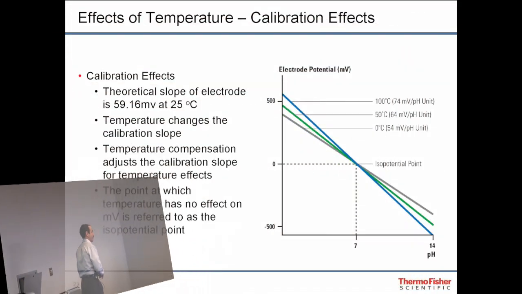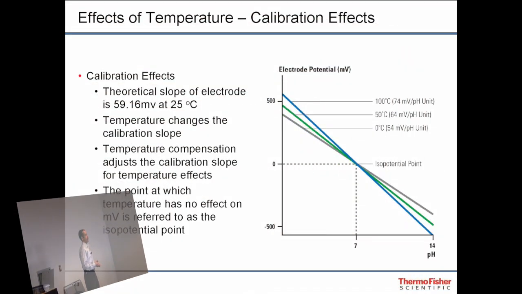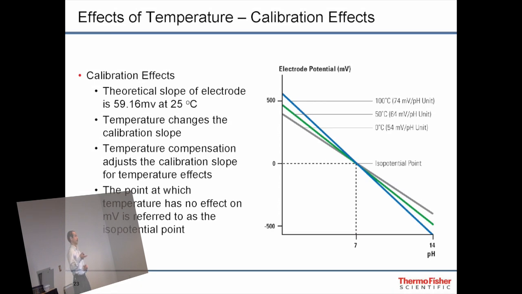The second effect that temperature has is on the calibration. And I said the slope should be 59.2 at 25. Well, guess what? At different temperatures, that slope number changes. So the meter needs to know what the temperature is so that it can adjust the slope of your calibration. So in this case, it's showing you different slopes at different temperatures. All of those lines intersect at one point. That point is called the ISO point, or the ISO potential point.